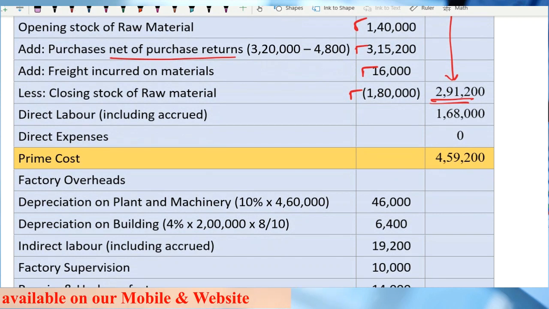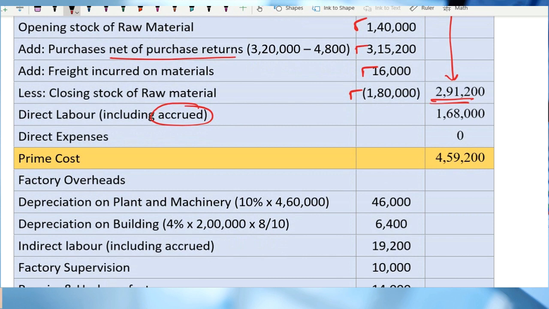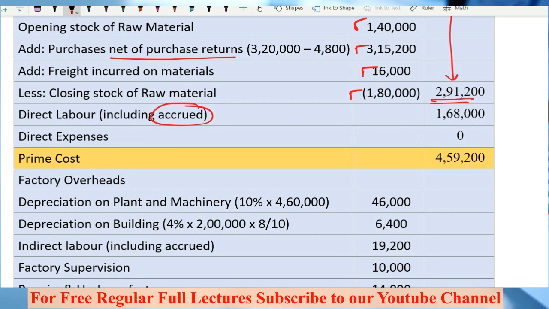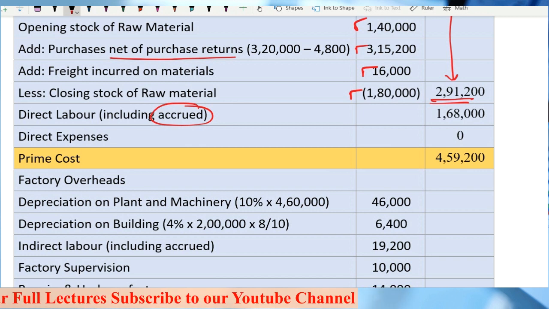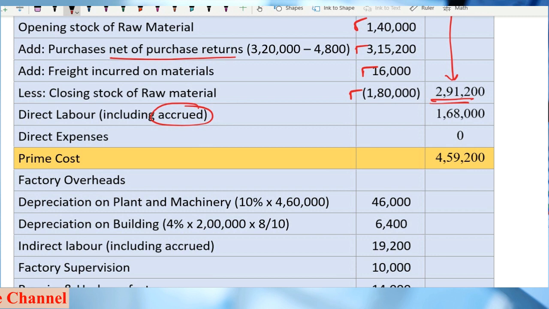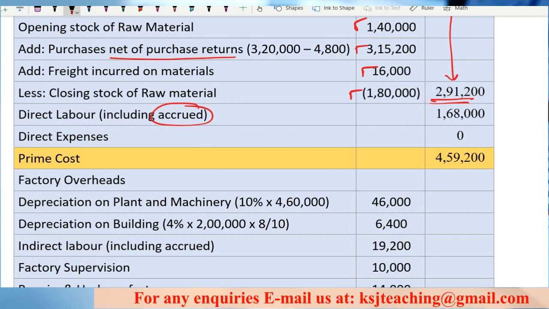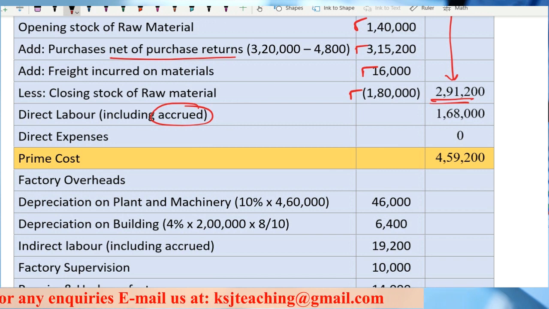Direct labor, including the accrued part. Now this, be very careful that accrued part is to be added, right? Just listen to it very carefully. Any expenses or any cost belonging to the period for which the cost sheet is being prepared, whether that cost has been paid or not, right? That cost has to be included in the cost sheet. What I'm saying is, any cost, I'll repeat it again. If you people want to write it down, you can write it down.